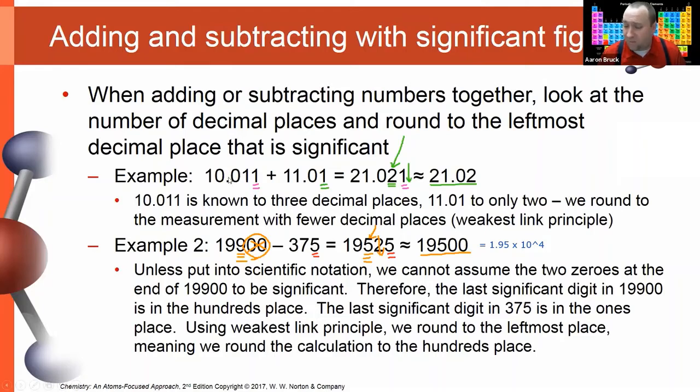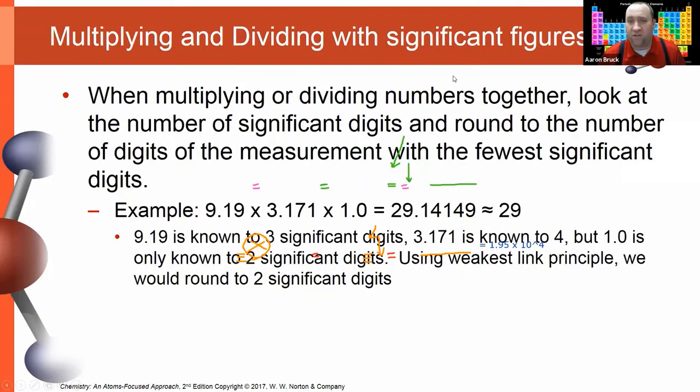So adding and subtracting, in my mind, that's the harder one because decimal places are a lot more difficult to keep track of in general. When multiplying and dividing, it's a little bit easier because all we need to keep track of are the number of significant figures. So in this example, I have 3 significant figures in 9.19. I have 4 significant figures in 3.171. I have 2 significant figures in 1.0. That 0 is significant because it follows a decimal point after a non-zero number.